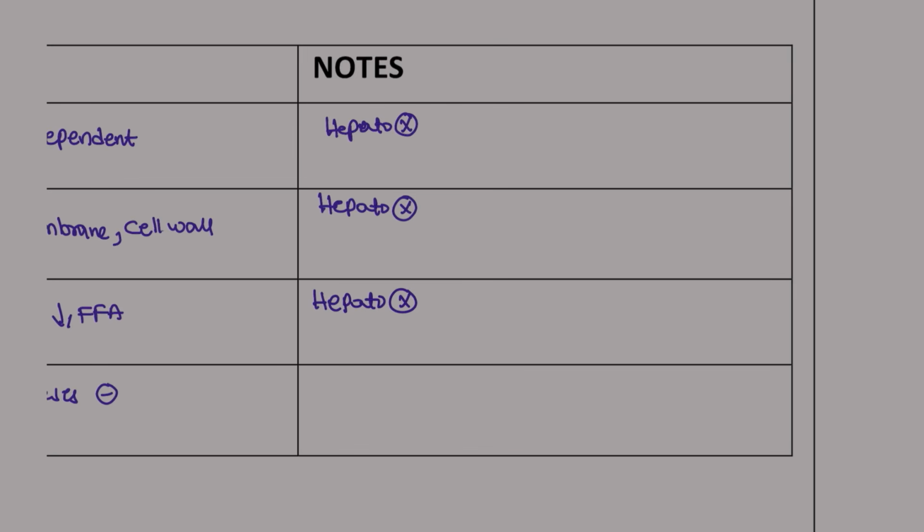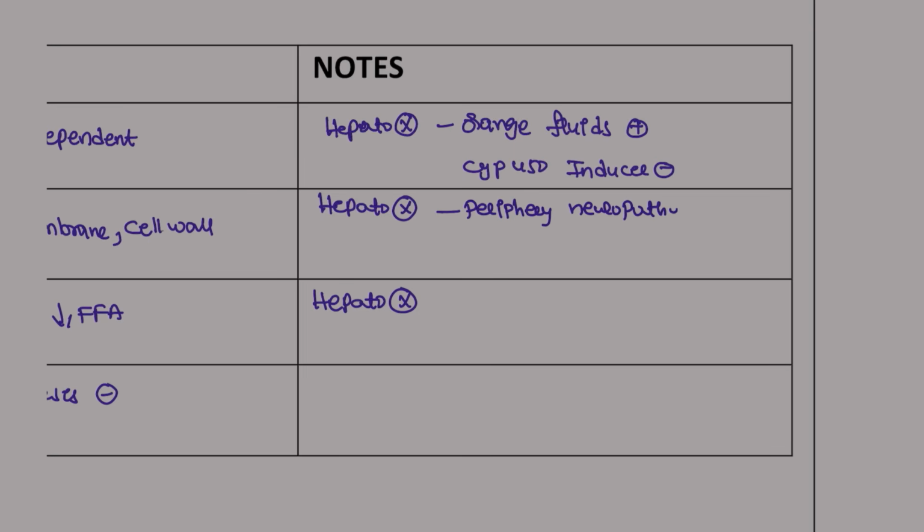Rifampicin can cause orange fluids in the body, and it is also known as a CYP450 inducer. Next, coming to isoniazid, it can cause peripheral neuropathy. Why is neuropathy seen in these patients? Because it decreases B6, so you have to supplement B6 for these patients. Drug-induced SLE is also seen, right?